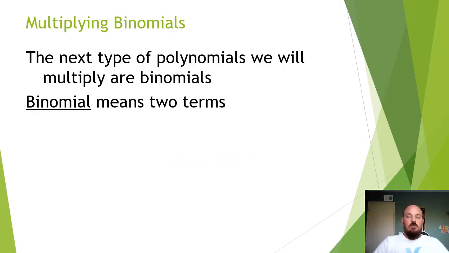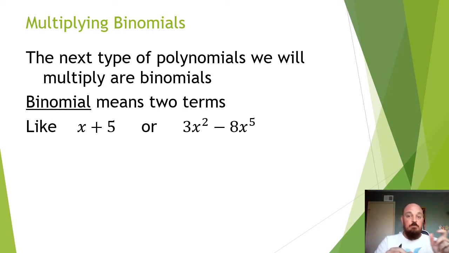So let's start off by talking about what a binomial is. Now the prefix bi means two. So binomial means we're basically talking about two terms. So they might look something like this. You could have a nice simple one like x plus 5, or maybe a little bit more complicated one like 3x squared minus 8x to the fifth. But remember when we talked about terms, we said the fact that there's addition or subtraction involved, it's that plus or that minus in between that separates it into two terms.